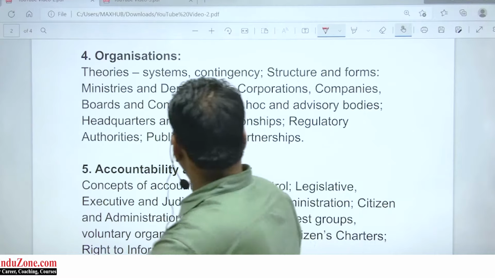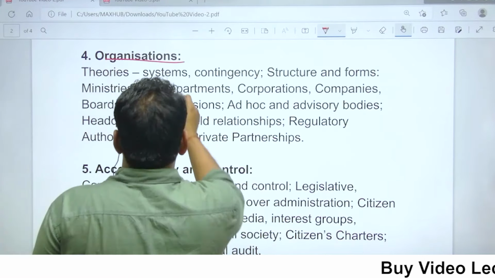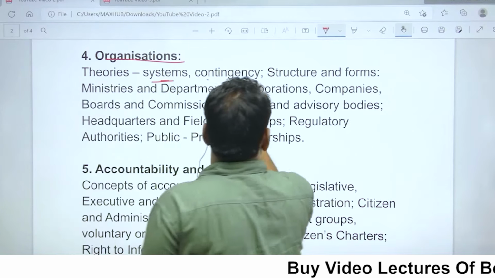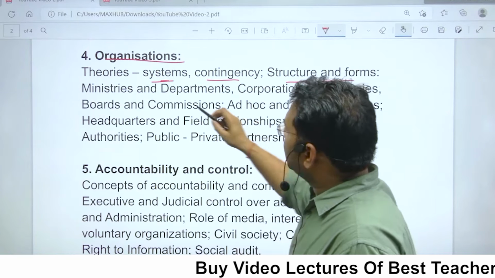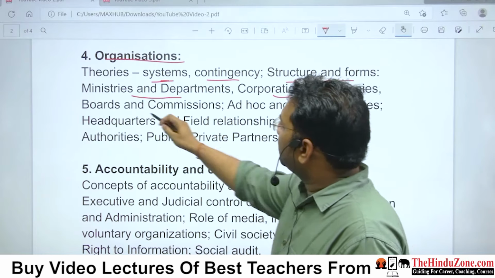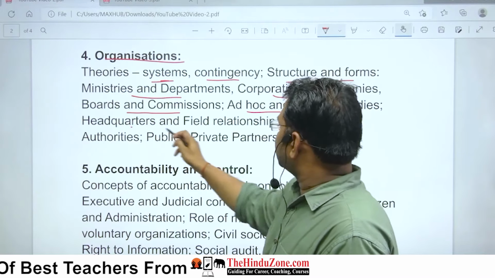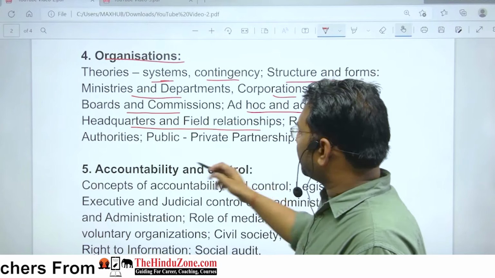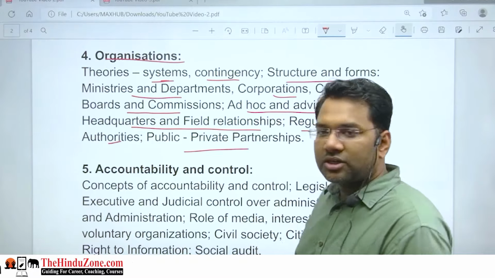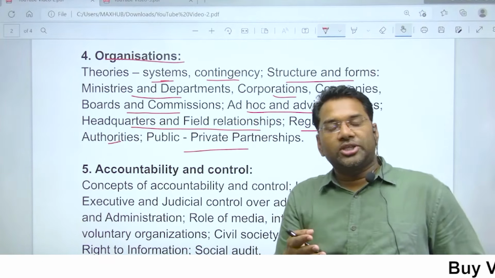Then after that, we will be having the organizations, right? So: theories, system theory, contingency theory, structure and forms, the ministries and departments, the corporations, companies, boards and commissions, ad hoc and advisory bodies, headquarters and field relations, regulatory authorities, public-private partnership, right? So we will understand how a particular organization works.